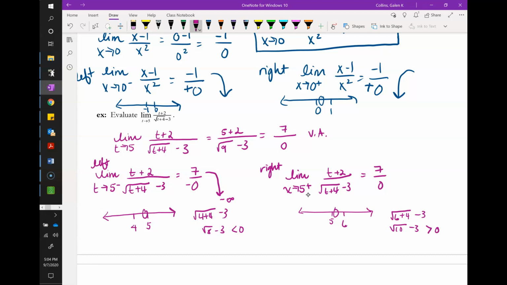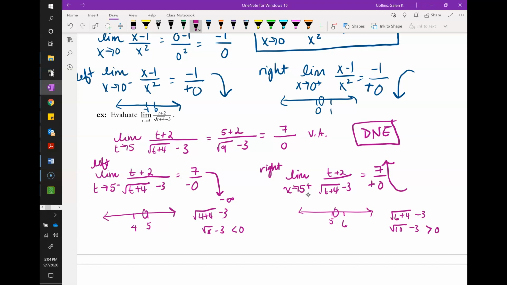So again, we've got a positive number divided by a tiny positive number. And from the right, that's going to be approaching positive infinity. So as far as all we could say about evaluating this limit is the limit does not exist. We can't more specifically say that it approaches positive or negative infinity.